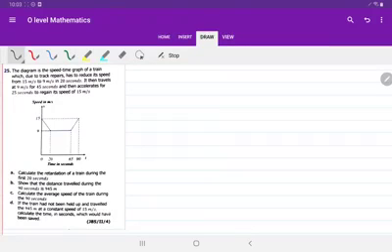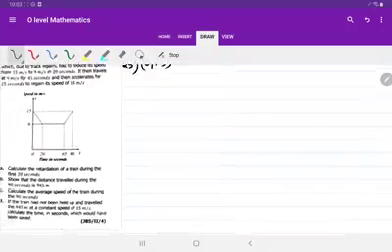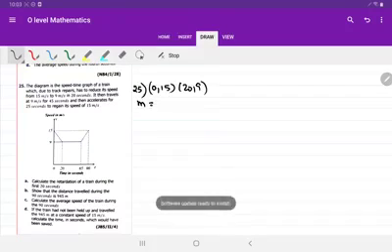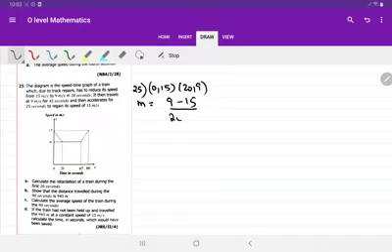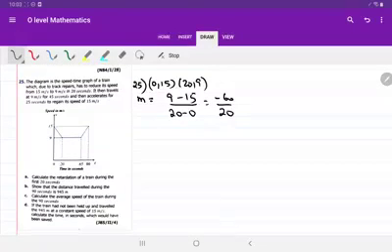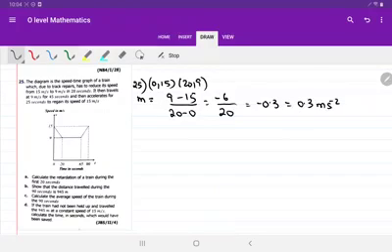So the next question is, you need to calculate the retardation of a train during first 20 seconds. Please note that this is 0, 15, 20, 9, and the gradient is 9 minus 15, 20 minus 0, which is minus 6 upon 20. That is minus 0.3. But since it says retardation, the answer will be 0.3 meters per second square.